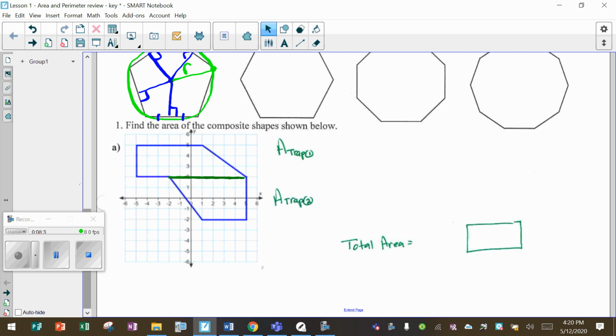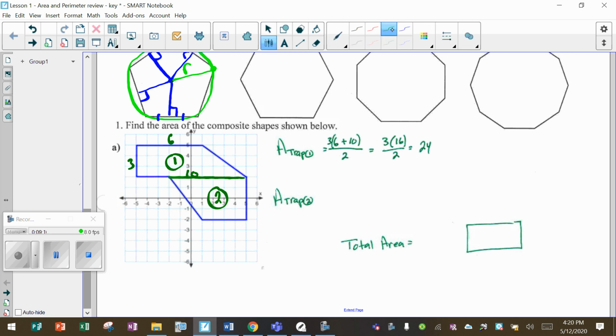Trapezoid 1, trapezoid 2. So what I do is I draw my segment that separates the 2 shapes. I have trapezoid 1, trapezoid 2. Label them in my picture, so when I show my work, I know which work goes to which shape. I count a height of 3. 1, 2, 3, 4, 5, 6. For one base, 1, 2, 3, 4, 5, 6, 7, 8, 9, 10. The second base, I have a formula. I get a number.